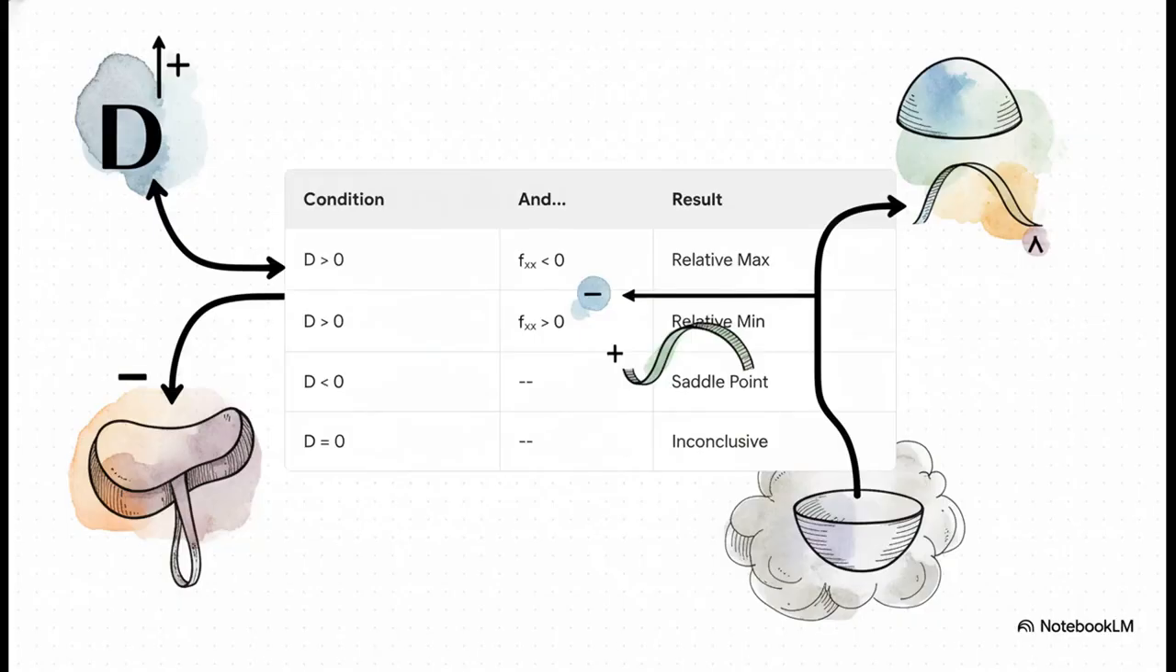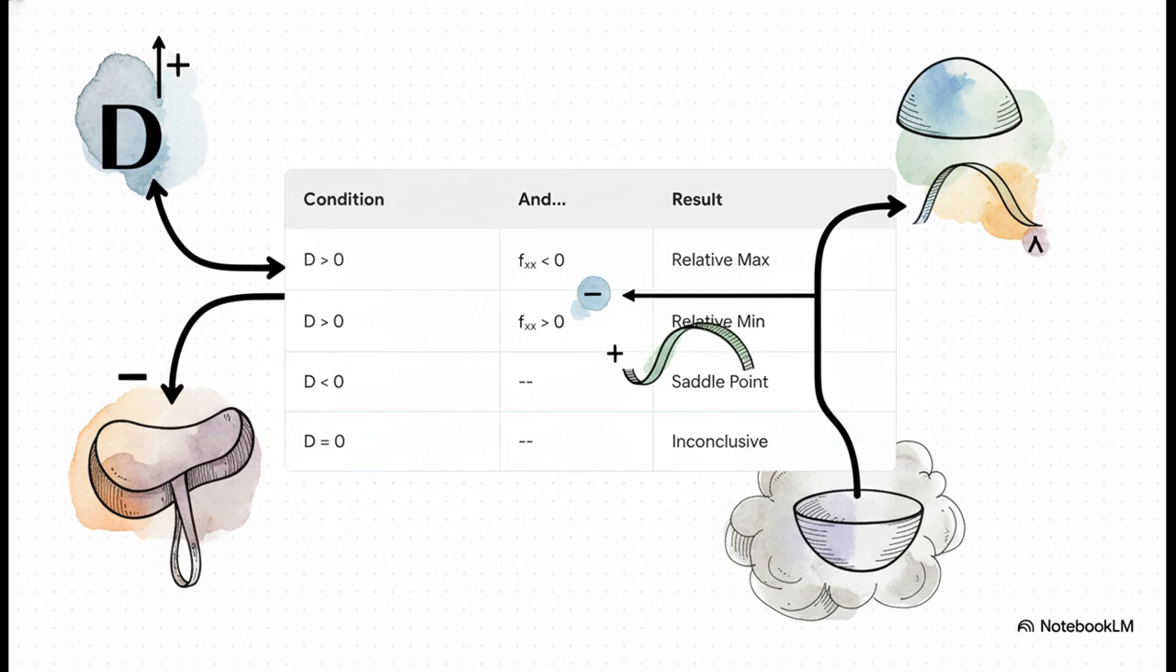And this table here is basically your cheat sheet. It lays out the whole decision process. The very first thing you do is look at the sign of D. See that third row? If D is negative, boom, you're done. It's a saddle point. Easy. Now, if D is positive, like in those top 2 rows, you know it's either a max or a min. So how do you tell the difference?